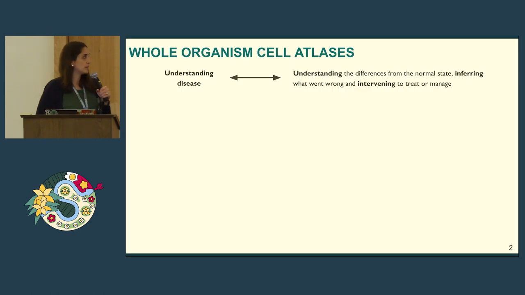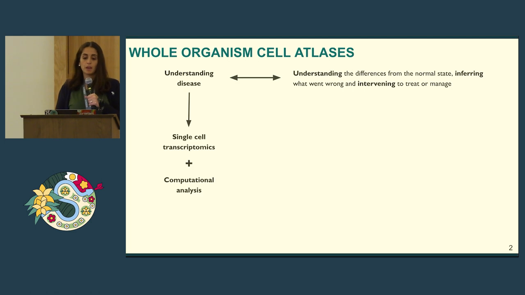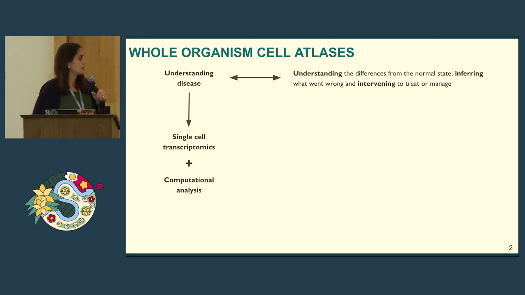So most of the biomedical research aims really to treat or manage disease conditions. But if we want to understand disease, we first need to understand what it means to be healthy, because then we will hopefully be able to map what went wrong such that we can design intervention strategies to prevent or to treat the condition. And the way that I've been thinking about that is combining single cell transcriptomics with computational analysis.